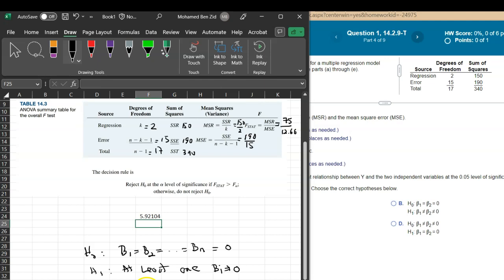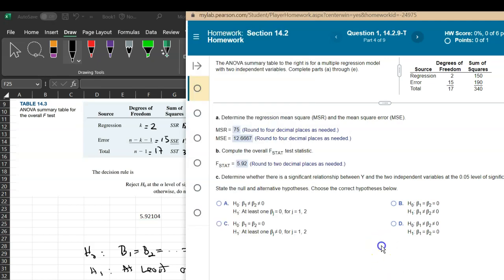This is for i equal to 1 all the way to however many x variables you have. If you have n x variables, it will be n of them. In this case, we have only 2. So we have beta 1 and beta 2 equal to 0, and at least one of the betas is different than 0. And that would be answer C.